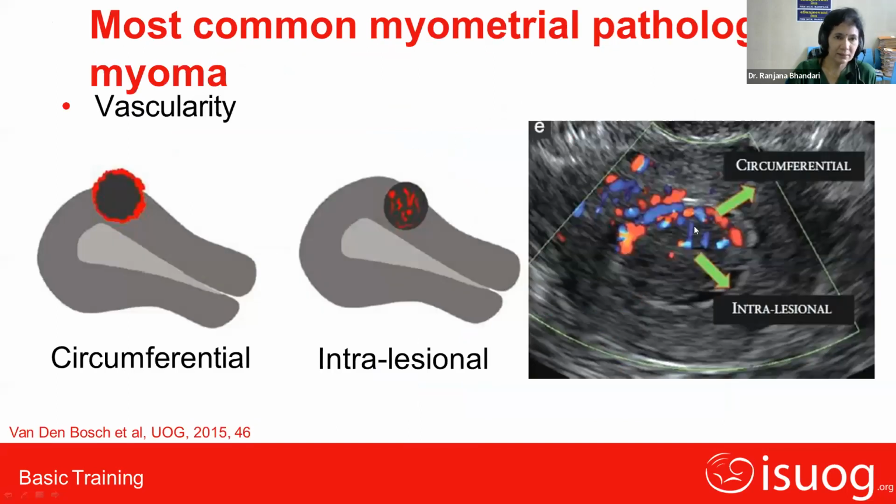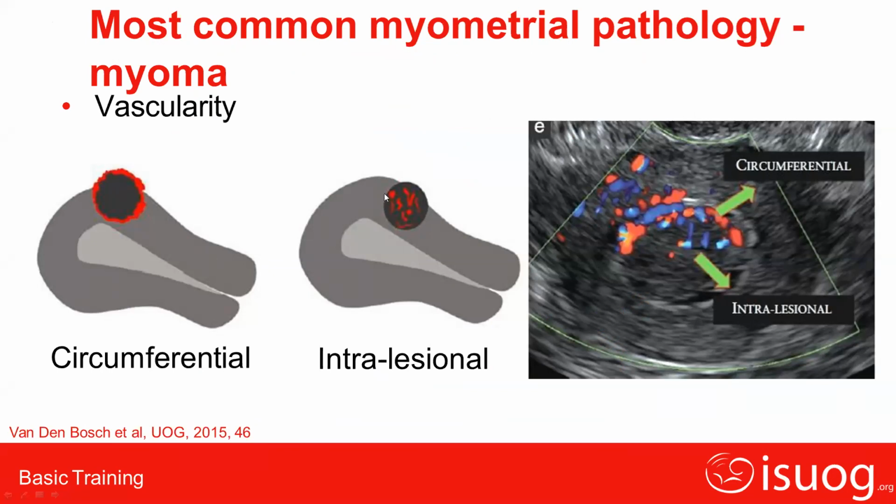So now we can understand the vascularity of myoma. There are two types of vascularity in the myoma. First is circumferential vascularity. Second is intralesional vascularity. Now, what do you mean by circumferential? Circumferentially, you are getting vascularity around the myoma.